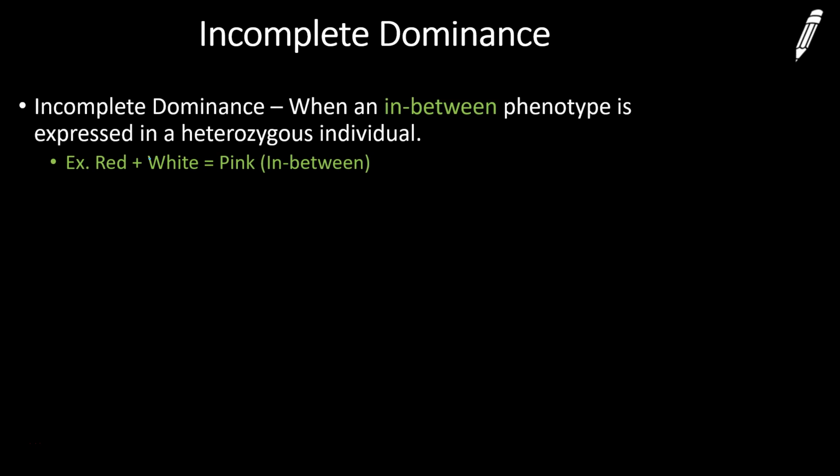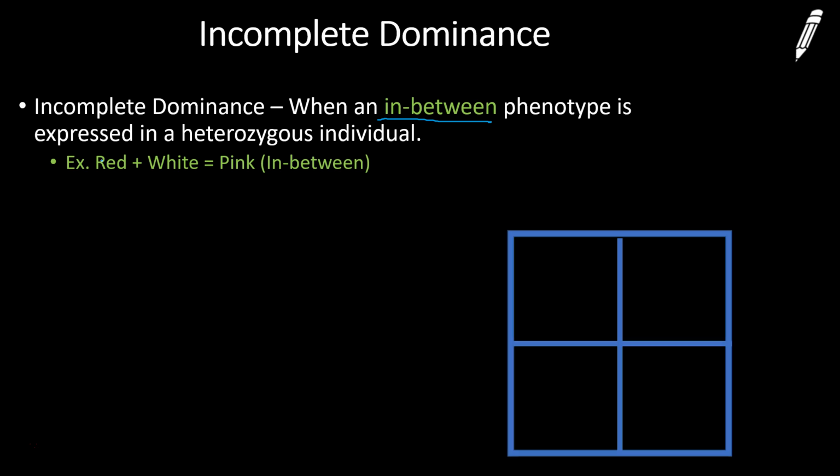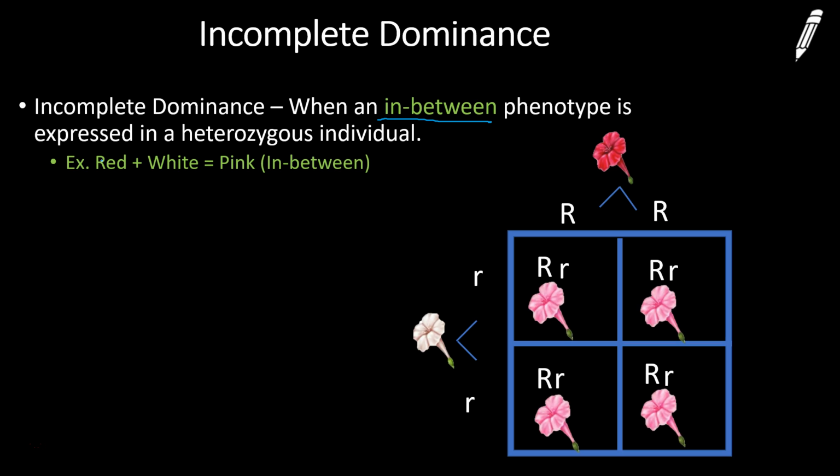Incomplete dominance is when an in-between phenotype is expressed in a heterozygous individual. For example, red plus white equals pink. Let's say I take red paint and white paint and mix them together, I'll get pink paint. That's an in-between variation, sometimes called an intermediate. So here's a visual for you. In snapdragons, if I take a homozygous red flower and a homozygous white flower and cross them together, I will get a pink flower. The heterozygous will be pink.